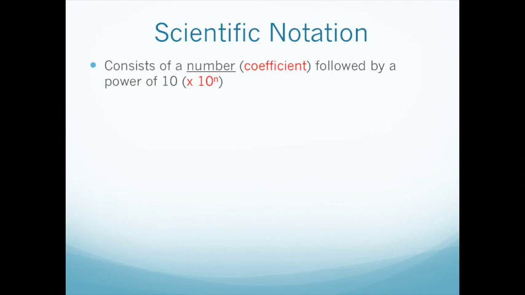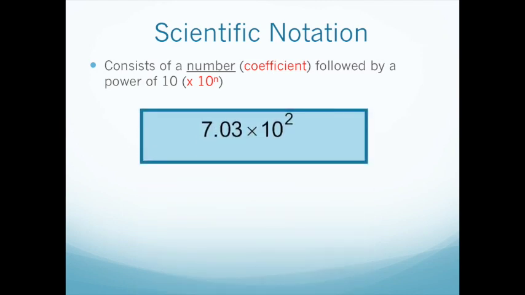Scientific notation is another thing that's important for representing quantities in science and chemistry. It is a number, also known as a coefficient, followed by a power of 10, shown as times 10 to the n power.